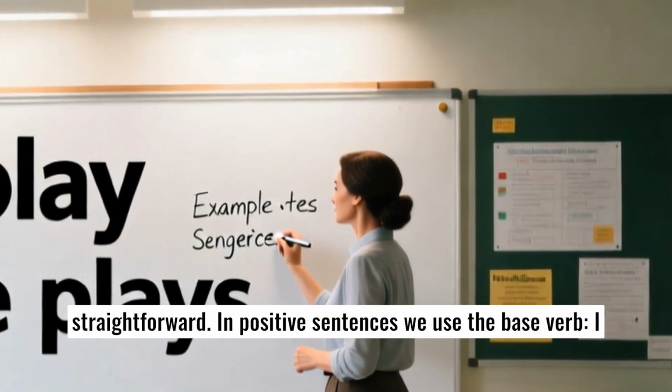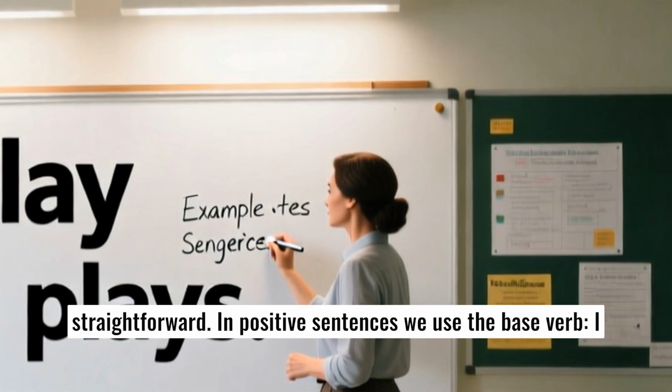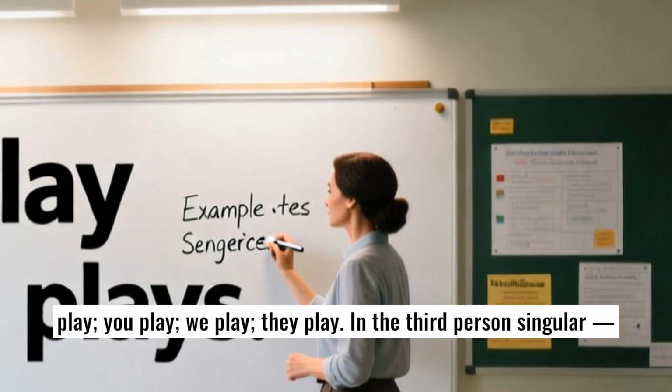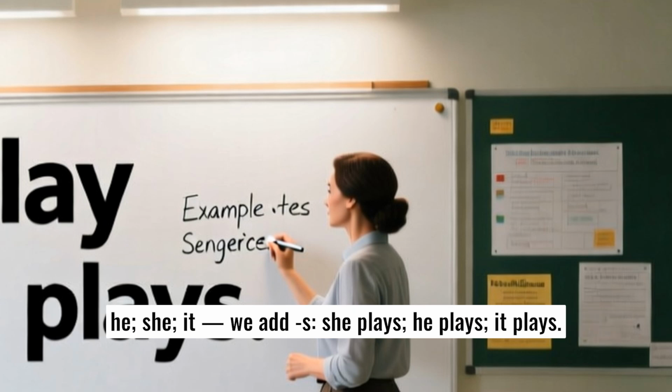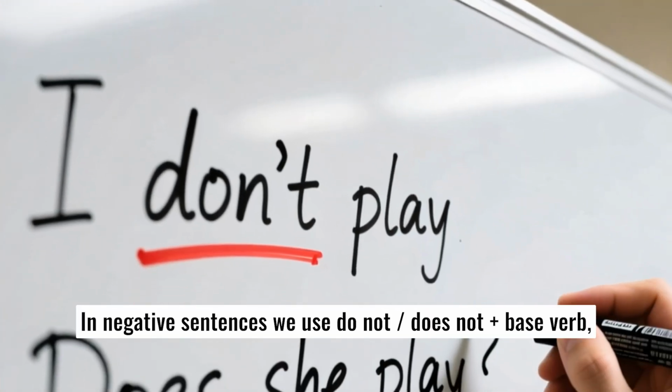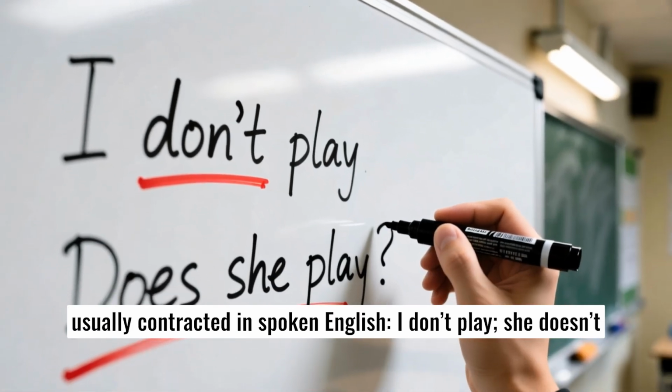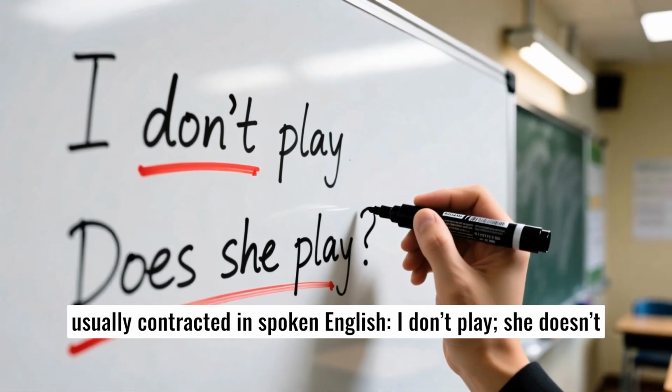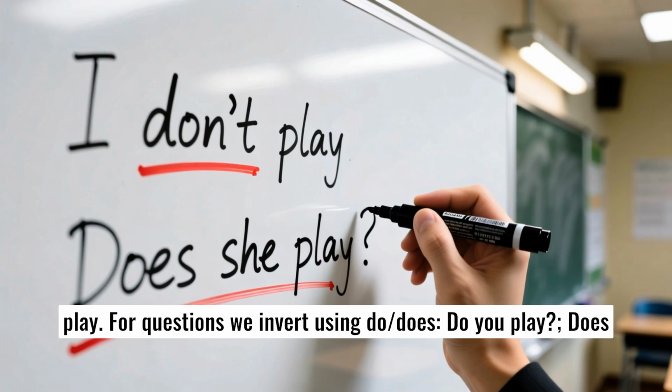Structurally, it's very straightforward. In positive sentences, we use the base verb: I play, you play, we play, they play. In the third person singular, he, she, it, we add s: she plays, he plays, it plays. In negative sentences, we use do not, does not plus base verb, usually contracted in spoken English: I don't play, she doesn't play.